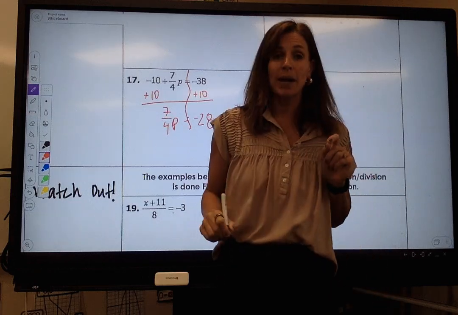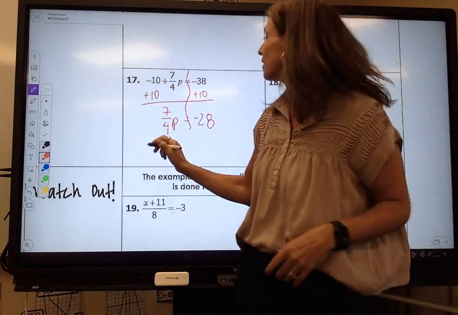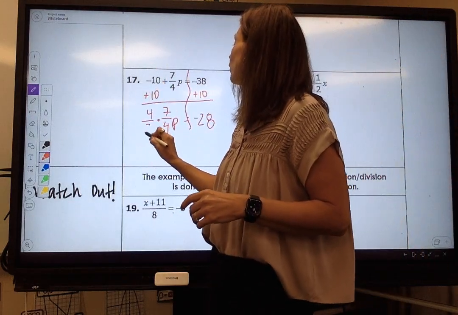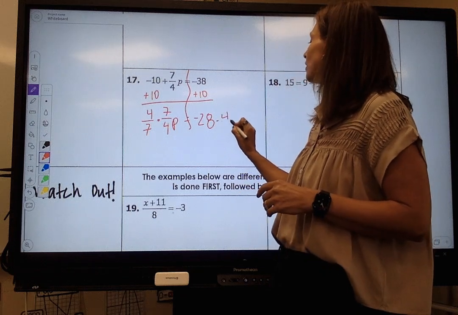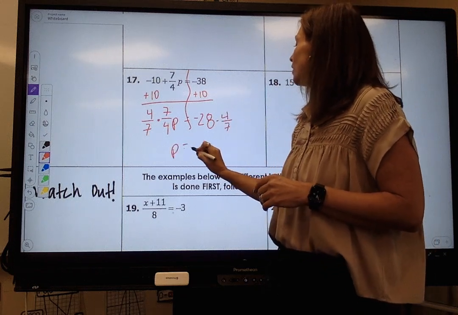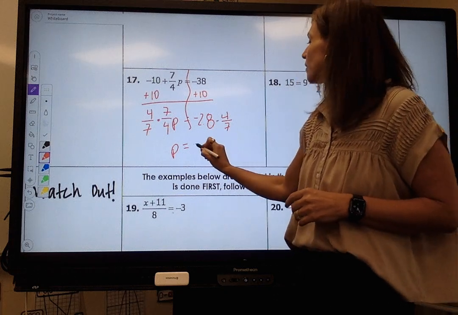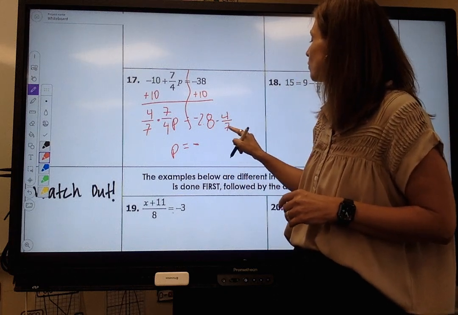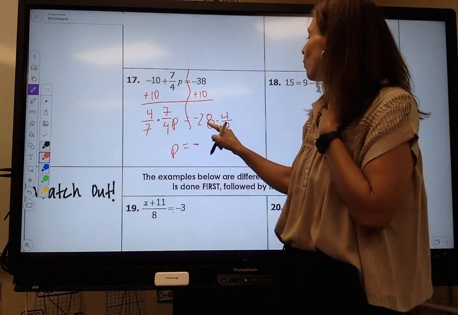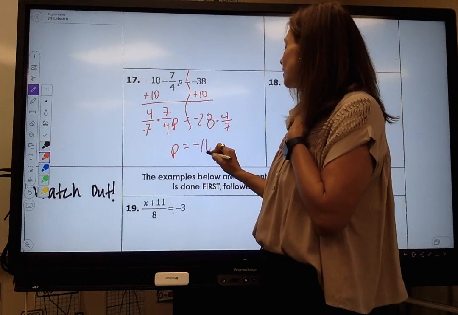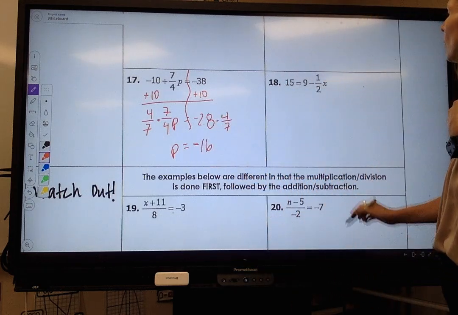And now to get p by itself, multiplicative inverse. That's it. Multiply both sides by 4 over 7. Whatever you do to one side, you do to the other side. You absolutely need to know how to do this in your head, right? So a negative times a positive is a negative. This cross reduces to 4. So 4 times 4 is 16. So negative 16.